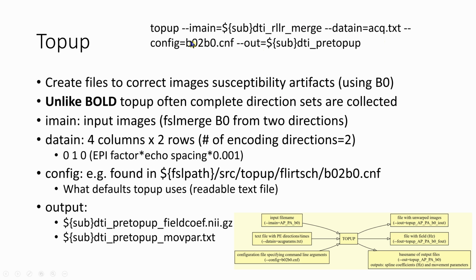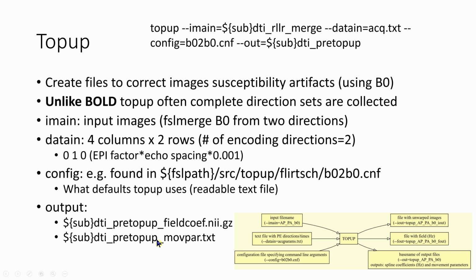And this config file is something that just comes with the system. This is just general parameters, what blur levels you're doing, how many iterations you're doing, things like that. You can just use the defaults. There's no reason for you to come up with your own, but if you want to, you can. It's available. And then you get out a field coefficient and your movement parameters of the adjustment.